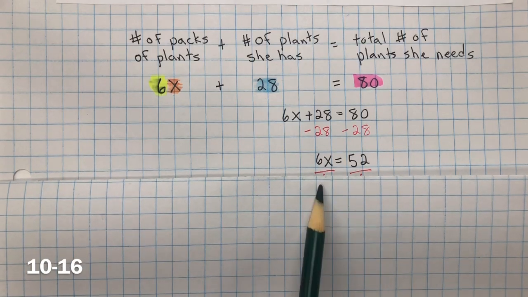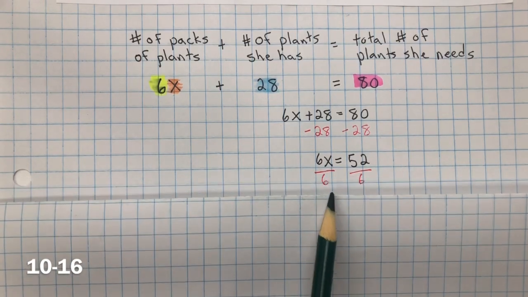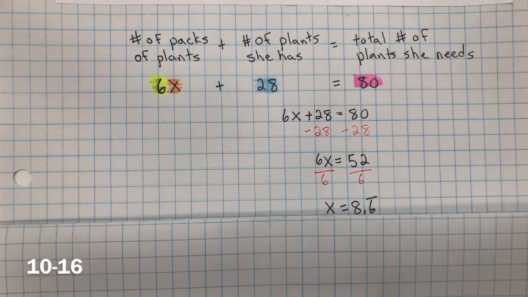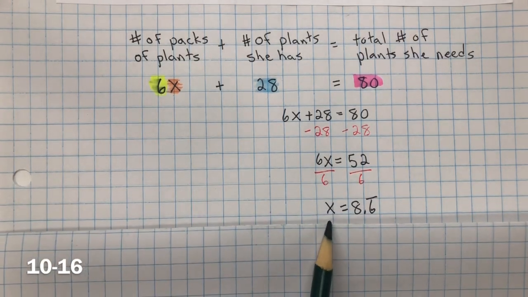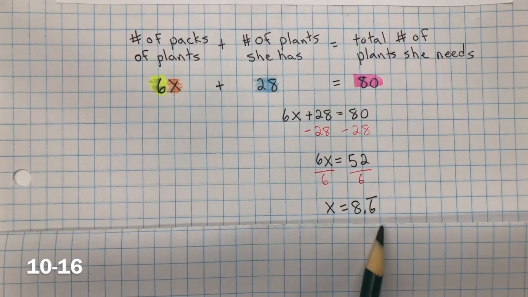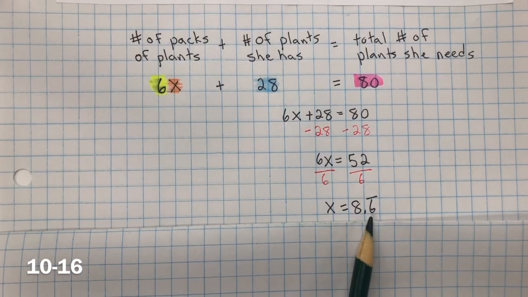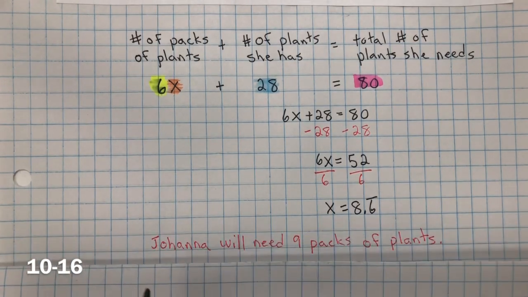6x equals 52. Divide both sides by 6, gets the big one. 52 divided by 6. x equals 8 and 6 tenths repeating. Well, we needed to find out how many packs of plants she needed. And you can't buy 6 tenths repeating of a pack. So you would need to buy 9 packs of plants in order to have enough.